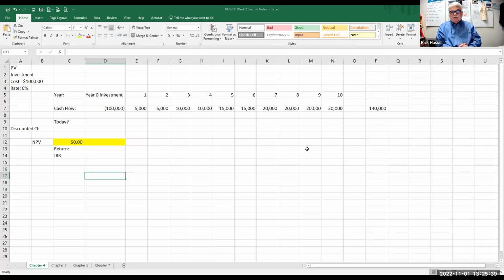Okay, those are the basics of time value of money. In other words, we're looking at money in the future or today in the present. Here's an example. This is the spreadsheet in week number 2. This applies to our class, the strategy of corporate finance. Let's say we want to make an investment of $100,000 today.